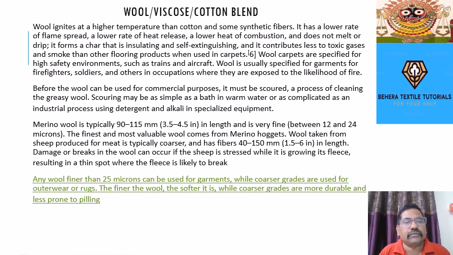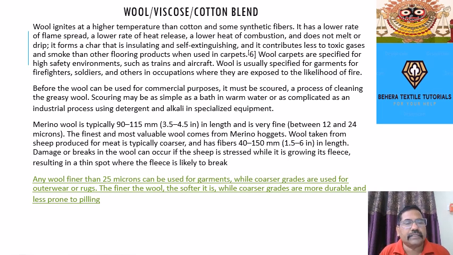Before the wool can be used for commercial purposes, it must be scoured, a process of cleaning the greasy wool. Scouring may be as simple as a bath in warm water or as complicated as an industrial process using detergent and alkali in specialized equipment. Merino wool is typically 90 to 115 mm or 3.5 to 4.5 inches in length and is very fine, between 12 to 24 microns. The finest and most valuable wool comes from merino hogget.